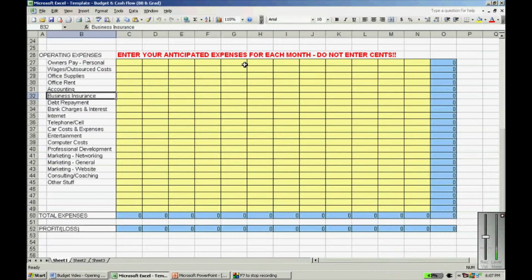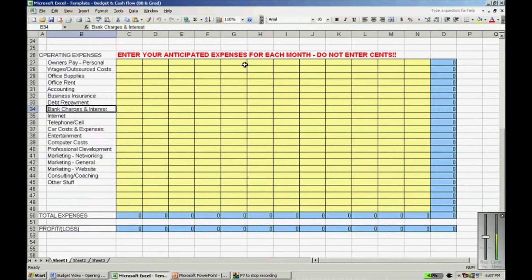Business insurance. This is the premiums for any business insurance you might have, liability, life, critical illness, and so on and so forth. Debt repayment. This does not include any personal debt. This is a business debt. It might be a business credit card that has a balance that needs to be paid off, or it might be the repayments on a business loan.